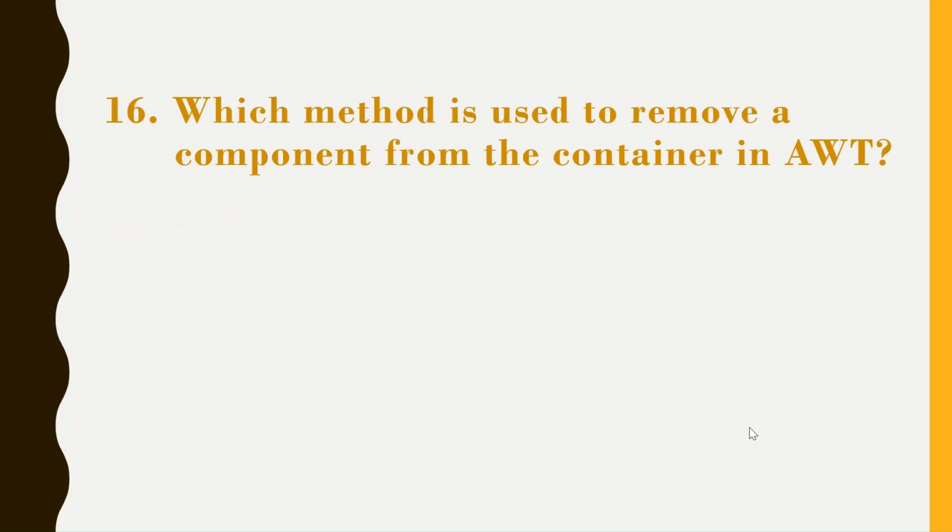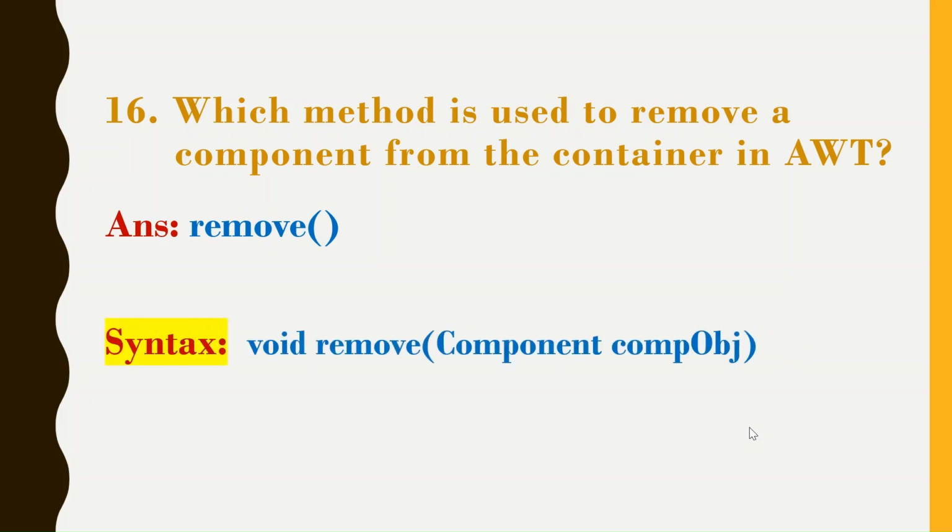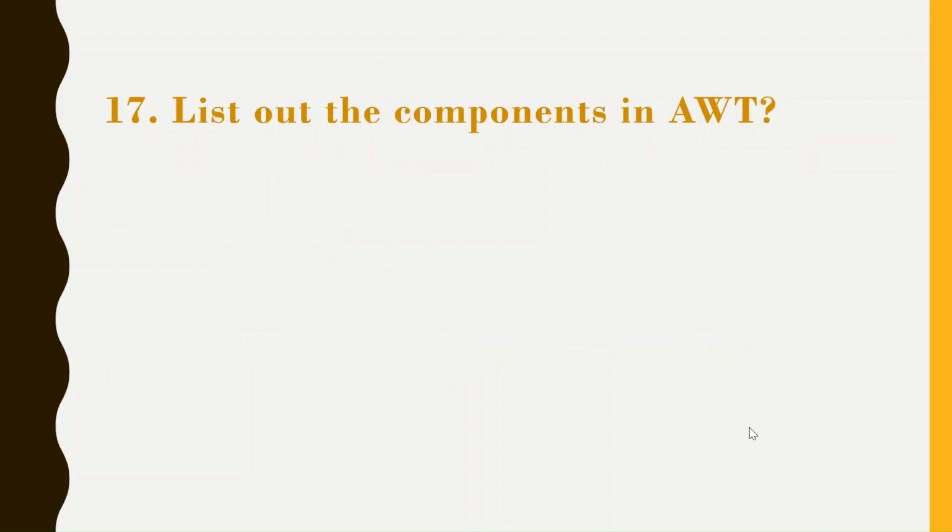Which method is used to remove a component from the container? As we are adding, we have a method for removing also. The remove method is used to remove a component from the container. You give the object you want to remove as a parameter for the remove method. Suppose you create a button object and pass that object as a parameter for the add method. The same object can be passed for remove also, and the button will be removed.